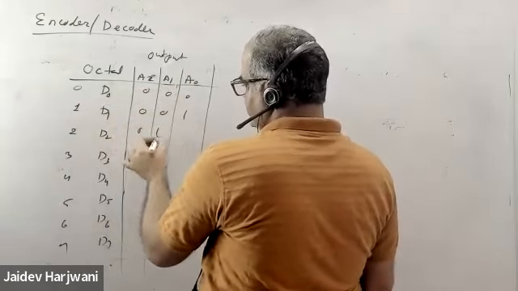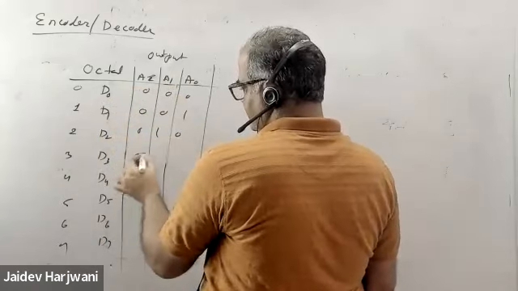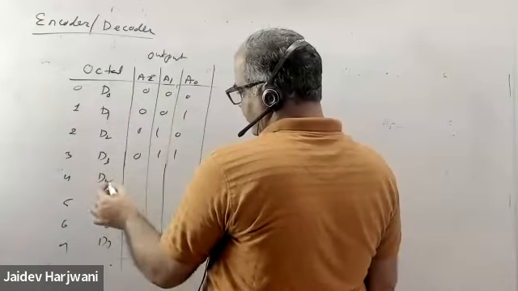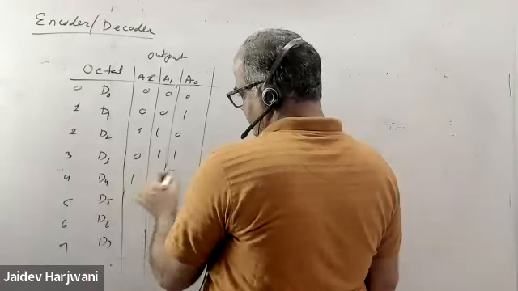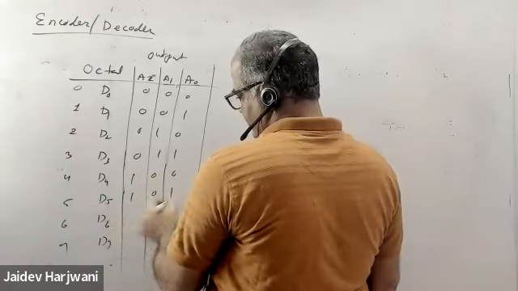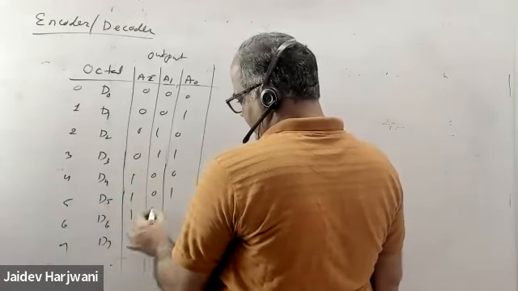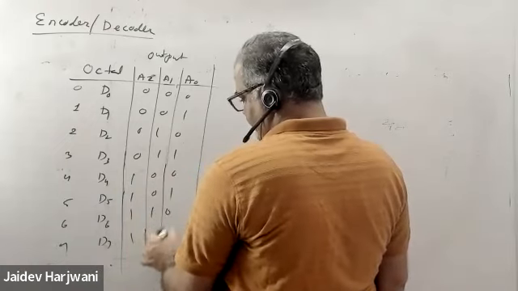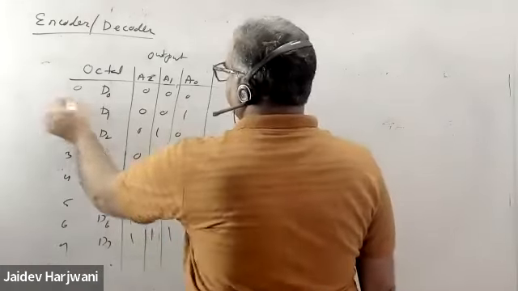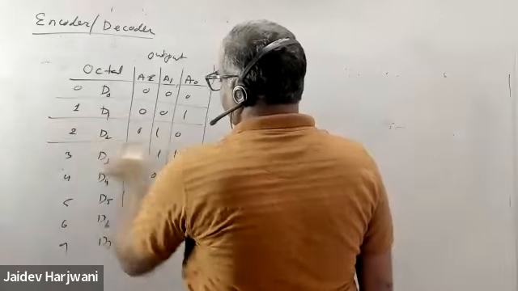D2 I want to code as 0 1 0. D3 I want to code as 0 1 1. D4 I want to code as 1 0 0. D5 is 1 0 1. D6 is 1 1 0. D7 is 1 1 1. So this way I want to code. So what is the encoder circuit?